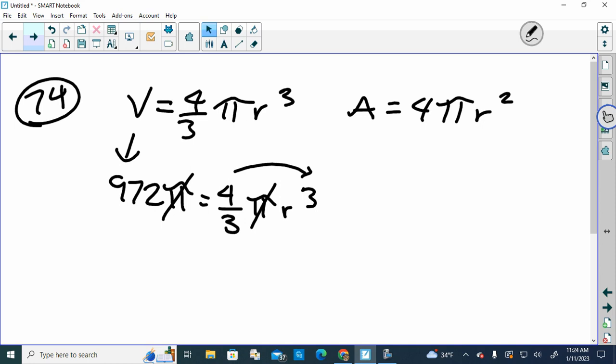I would be dividing by 4/3, which would mean I would flip it, right? So I'm just going to write it up here. What I write on one side, I also have to write on the other side. Can we get to there? So these guys would cross cancel, because that's the whole idea, to get rid of it. So now all I have left on the right side is r to the 3rd.